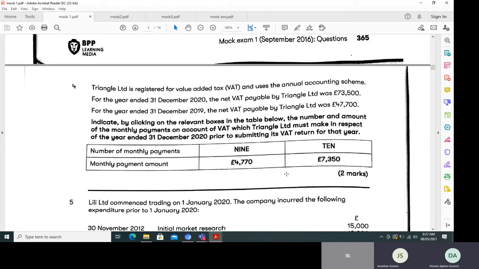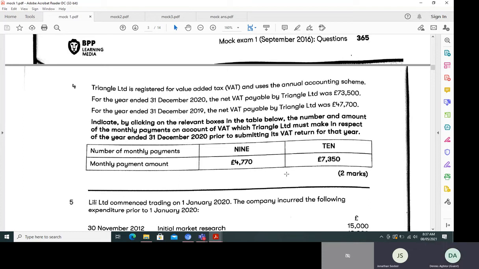Monthly payment to be 9 months. Yes. And the amount to be 7350, which is 735, 10% of the previous year. Okay, the previous year should be 2019. Yeah, sure.